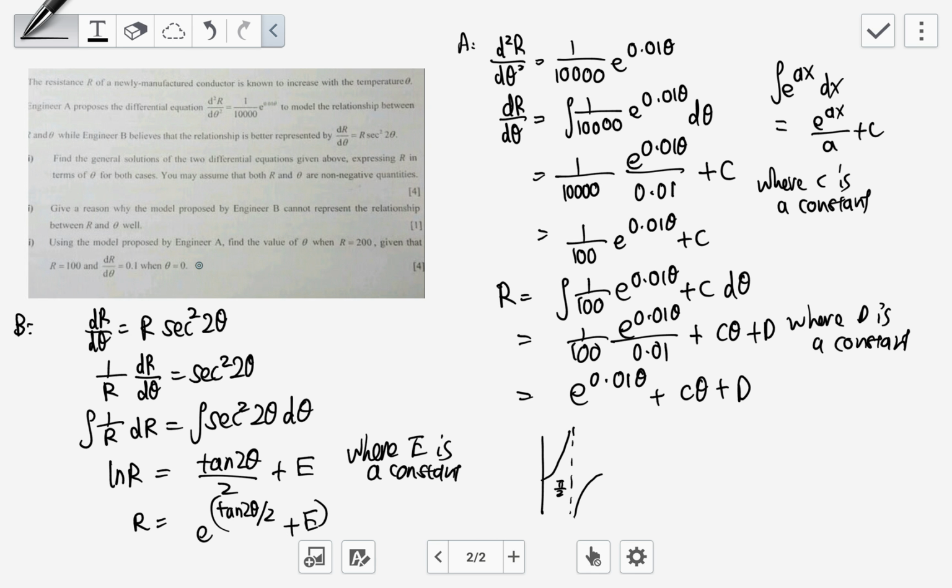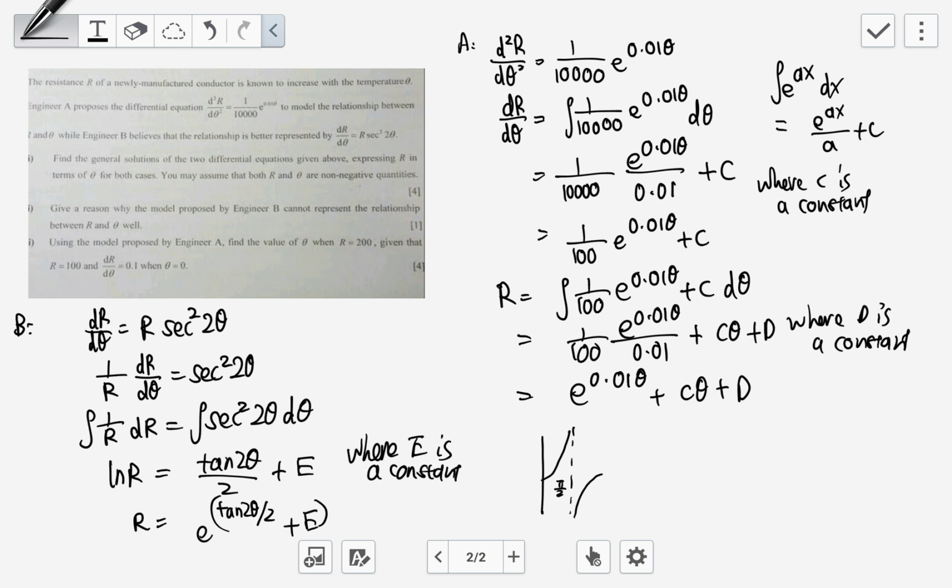So using the model proposed by engineer A, find the value of theta when R equals 200, given that R equals 100 and dR/dtheta equals 0.1. So now let's see. Okay, let's solve the other question.